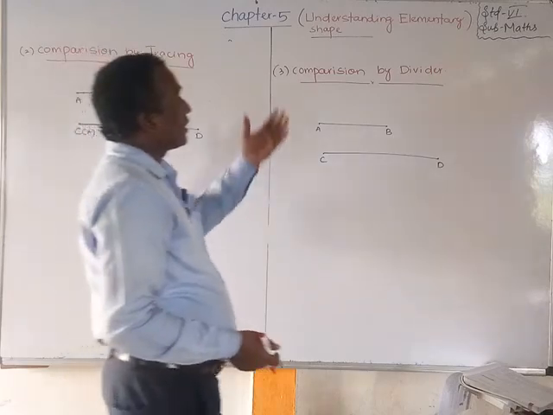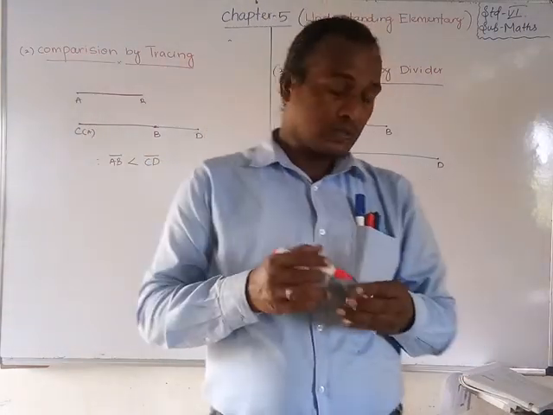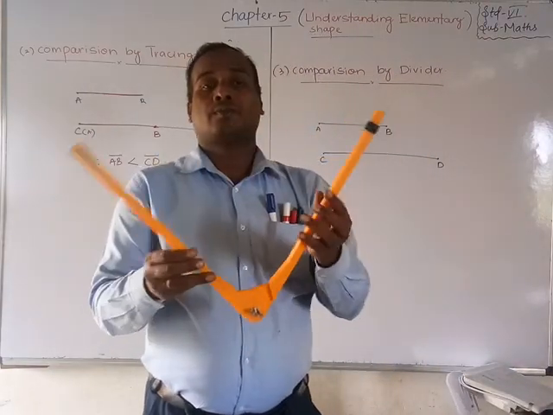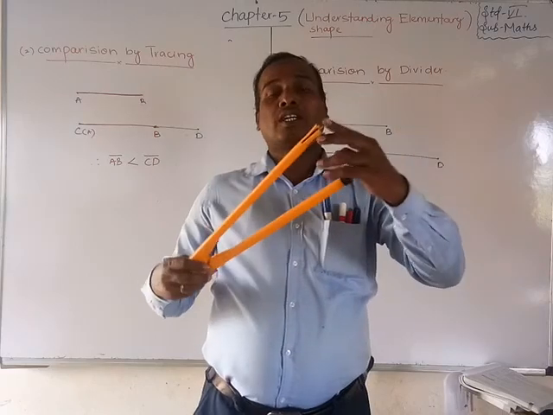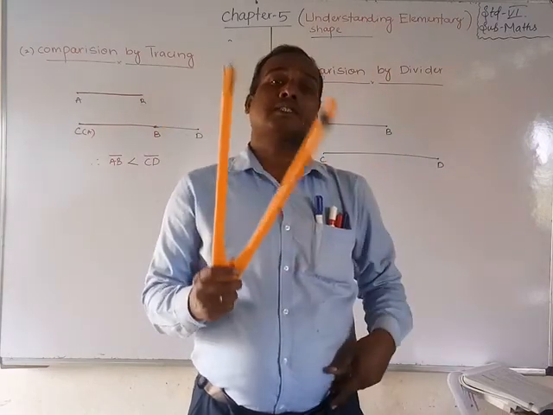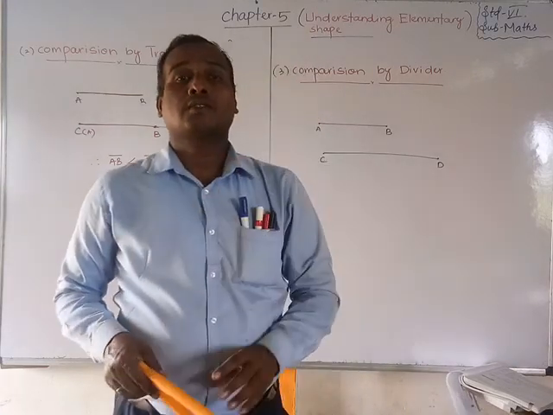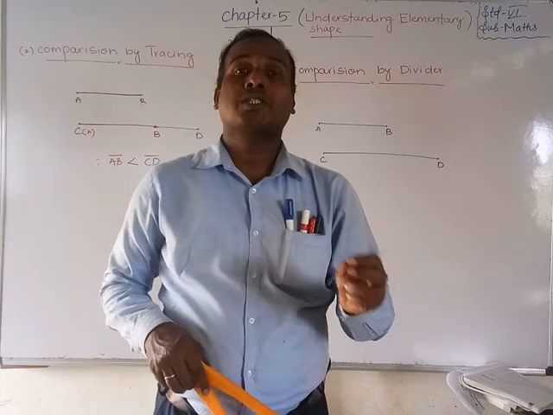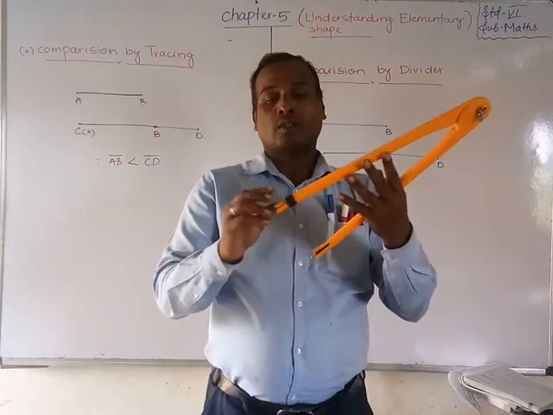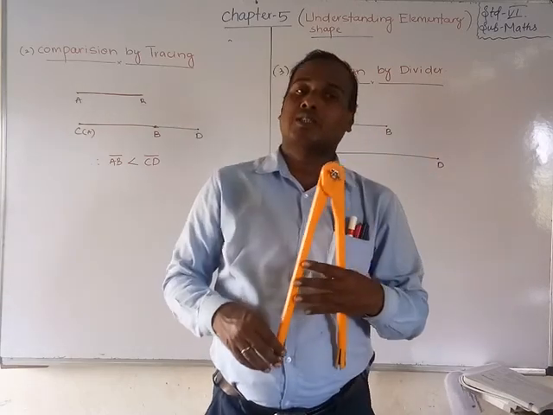Similarly, students, comparison by divider. You have seen the divider in your compass box, friends. It is there like this, with two arms, like angles. By using it you will detect which one is larger and which one is smaller. This is called a divider, with two ends. Another one is the compass, which has a pencil and which we use for drawing; that is called a compass.